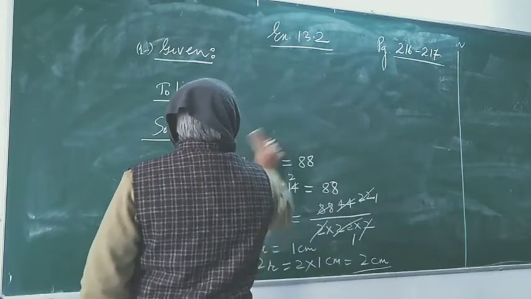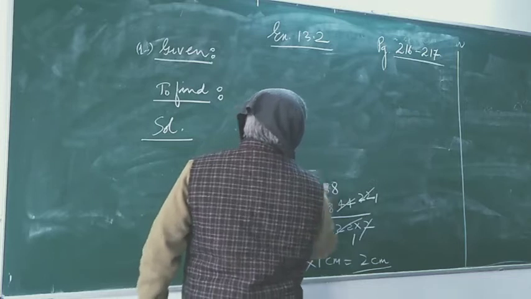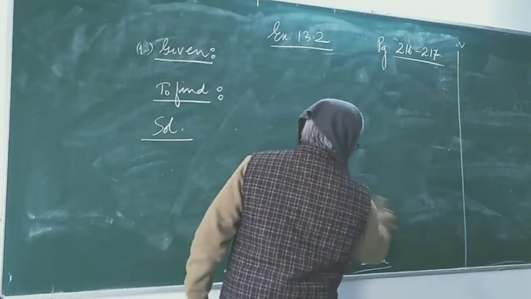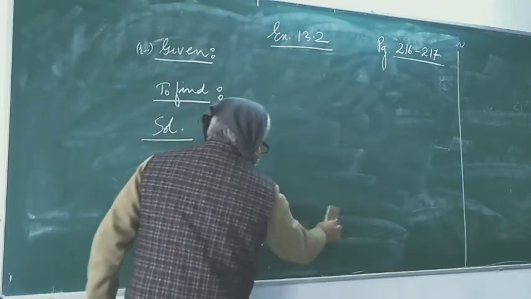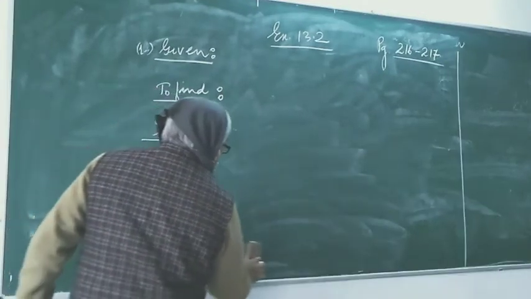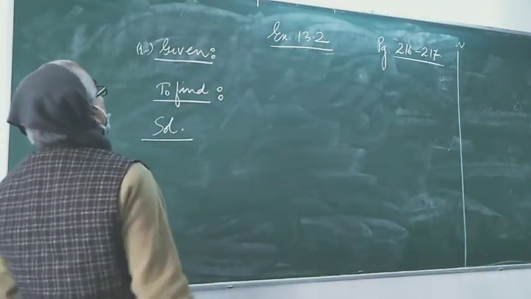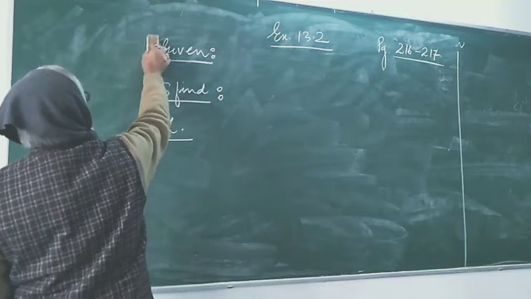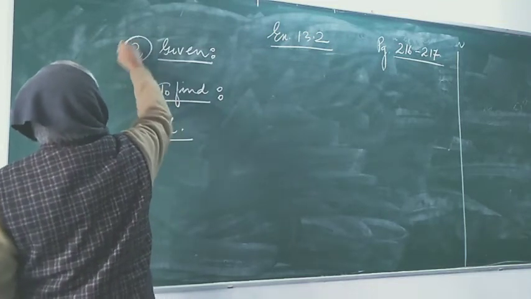Now observe question number 2. Read question number 2 and try to understand what the meaning of question number 2 is. On the basis of the given information, we have to find out the value of the required information. What is given in question number 2? Try to discuss, try to read the question and get the given information.